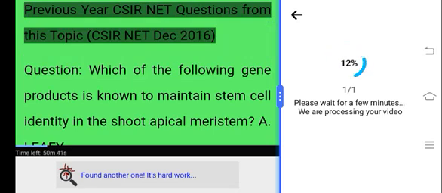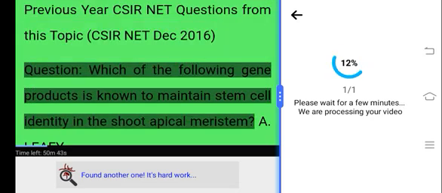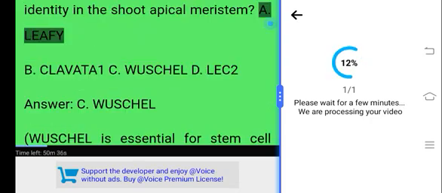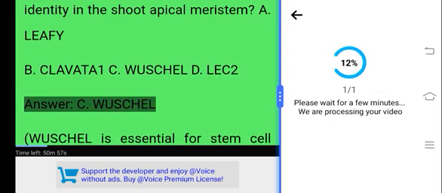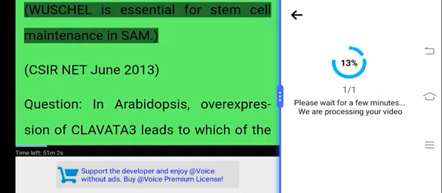CSIR NET December 2016. Question: Which of the following gene products is known to maintain stem cell identity in the shoot apical meristem? A. Leafy. B. Clavata1. C. Wuschel. D. LEC2. Answer: C. Wuschel. Wuschel is essential for stem cell maintenance in the SAM.